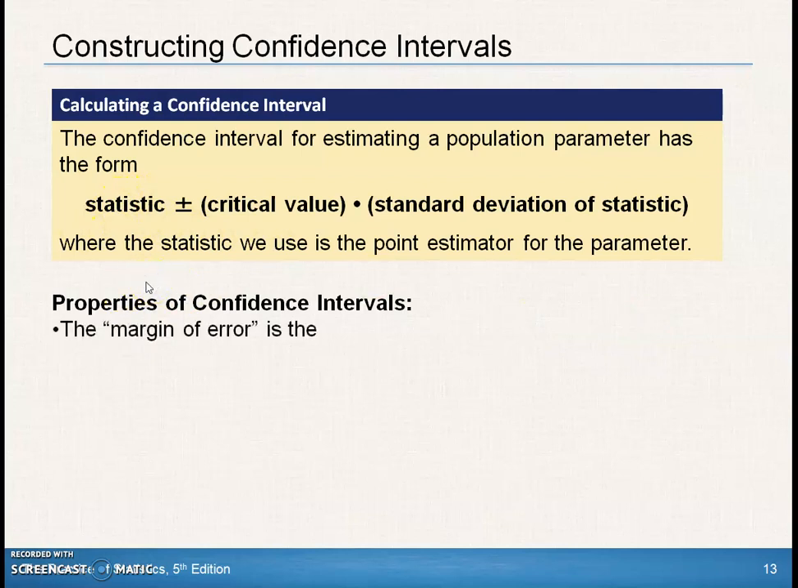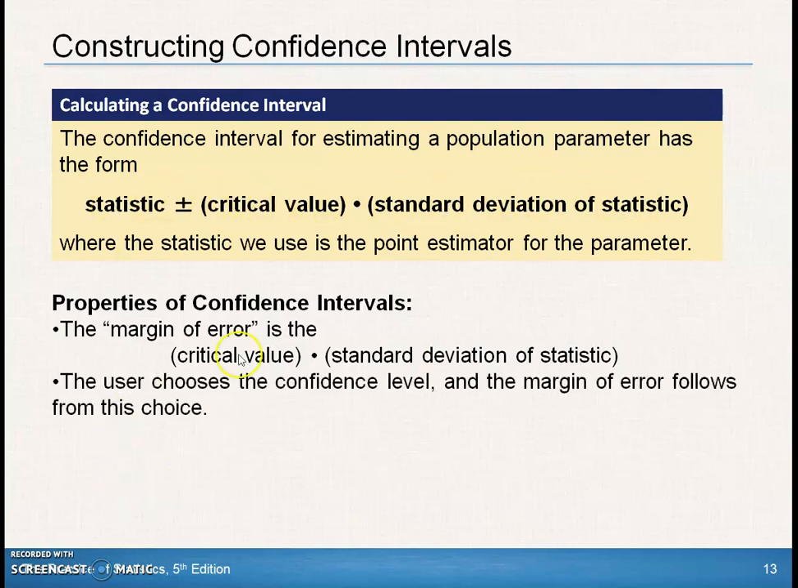So, properties. The margin of error is the critical value times the standard deviation. The margin of error is that product. That's what you're adding and subtracting to the statistic. So when you hear margin of error on TV shows or news shows, that's what they're adding and subtracting. It's some critical value times the standard deviation. And we'll talk about critical value in a minute.